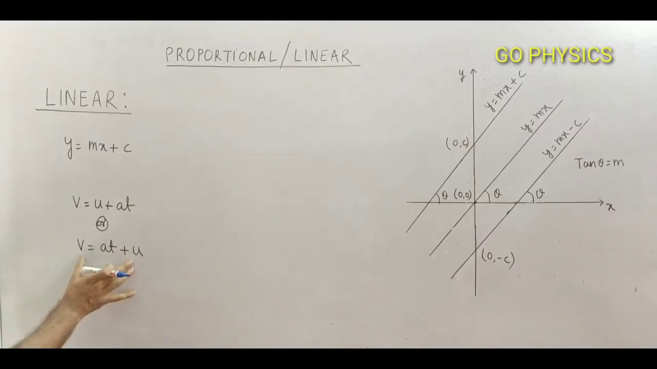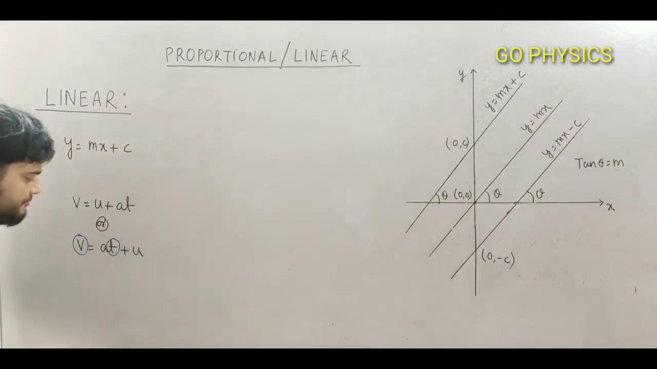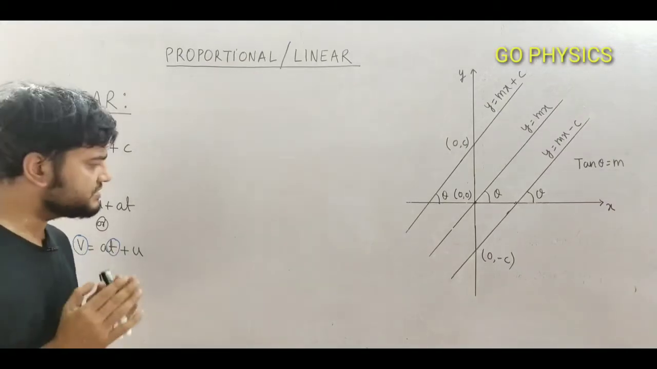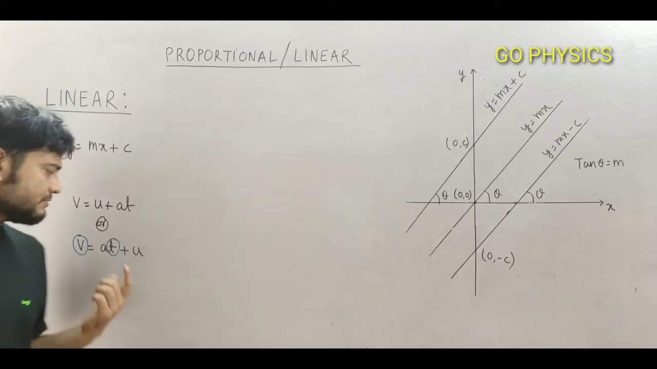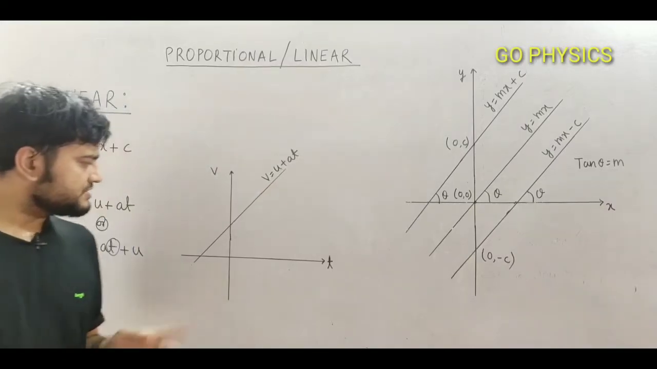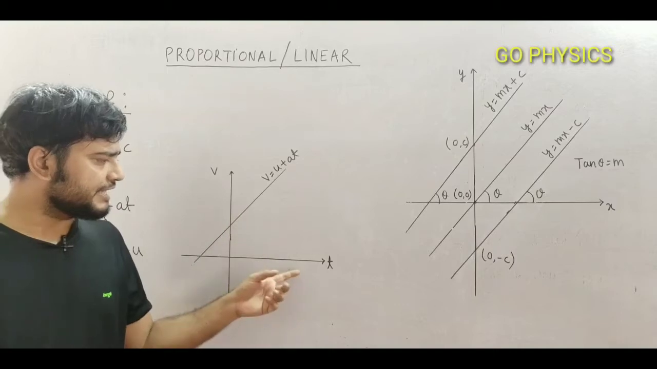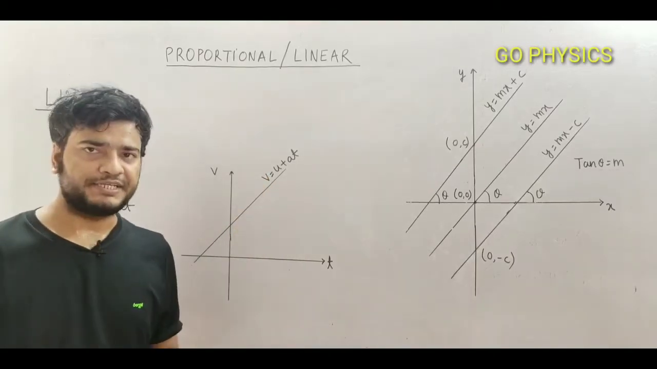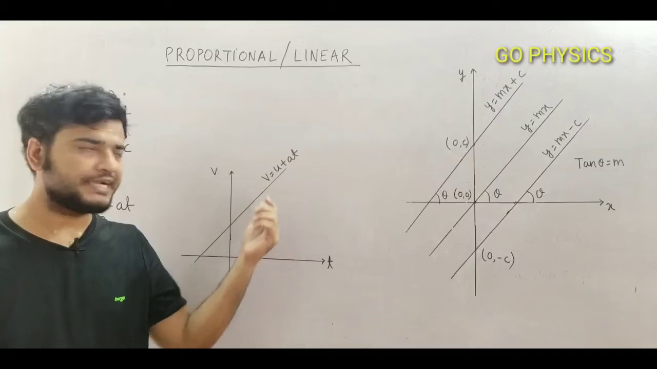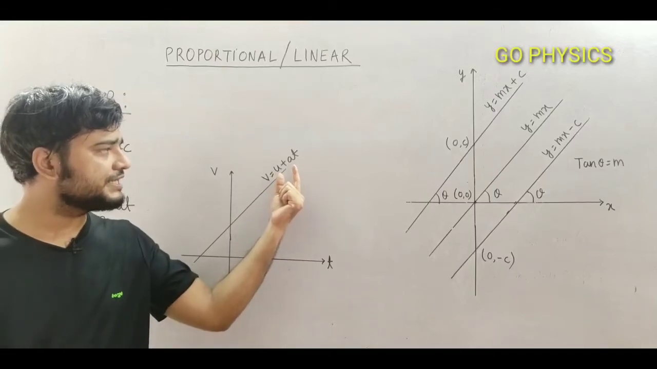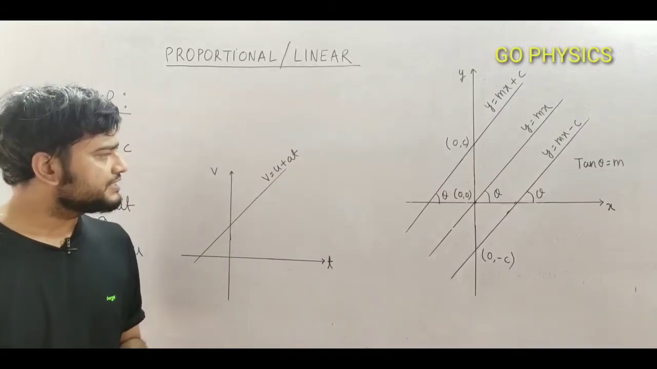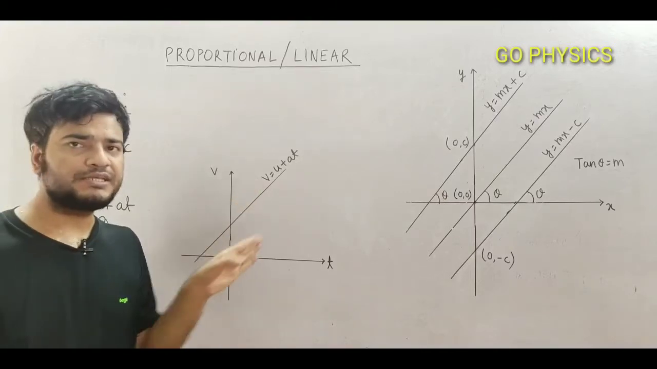If we compare this equation with y equal to mx plus c, then we can see that the relationship between velocity and time is linear. And if we draw a graph between velocity and time, then we will get a straight line. Now let's see the graph between velocity and time. So this is the graph between velocity and time for the equation v equal to u plus at. In this equation, I have considered here that the direction of initial velocity and acceleration is same, and therefore velocity keeps on increasing with time.